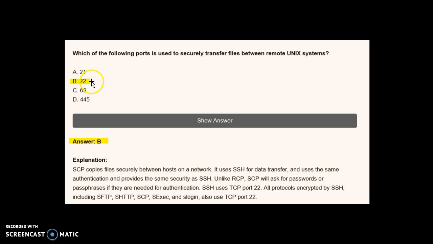Just kind of think Taylor Swift, no one likes you when you're 22. Think of a eunuch, so Unix systems. Kind of a funny little joke to memorize that.